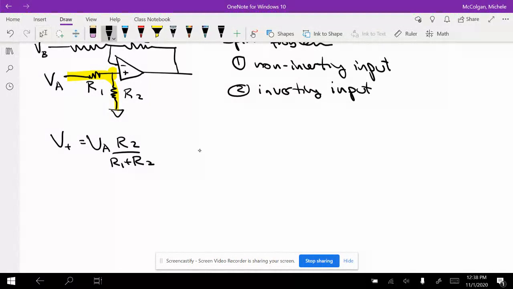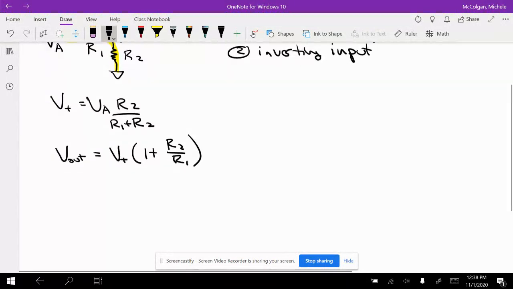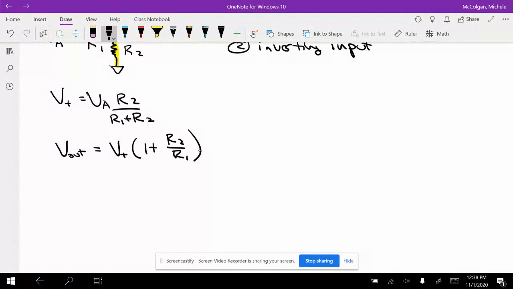And so our V out, right, we're starting with the non-inverting input. That means we're just going to find the gain for a non-inverting amplifier with an input of V plus. So our V out is just equal to V plus times 1 plus R2 over R1. And what we want to do then is substitute in. So V out is equal to VA times R2 over R1 plus R2 times 1 plus R2 over R1.